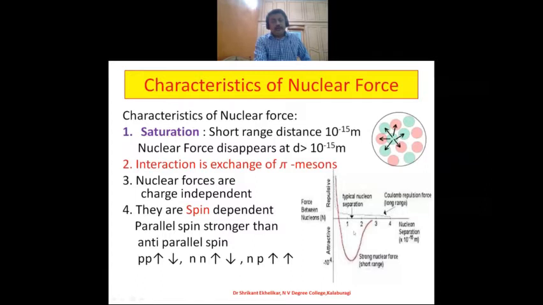Therefore, the nuclear force originating from NP interaction, that is both spin up and parallel spin, is stronger than PP or NN with spin up and spin down, anti-parallel spin. So parallel spin is stronger than anti-parallel. Therefore, nuclear forces are spin dependent, charge independent, saturated and short range.